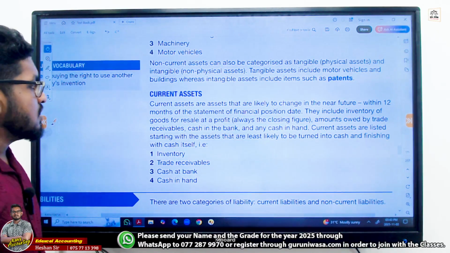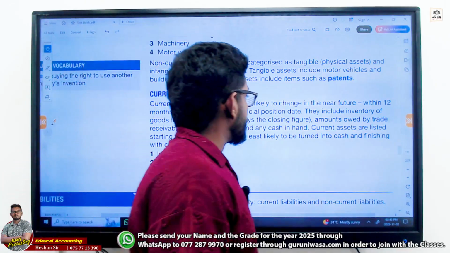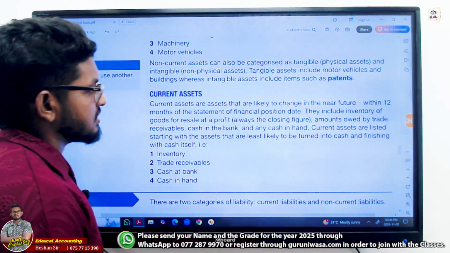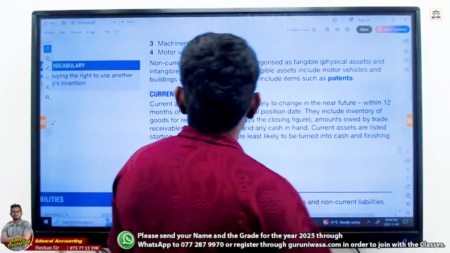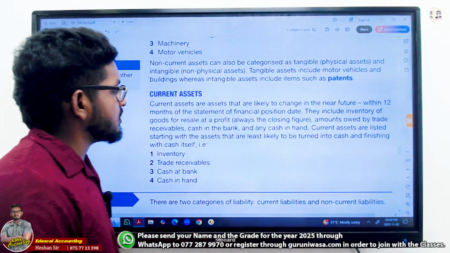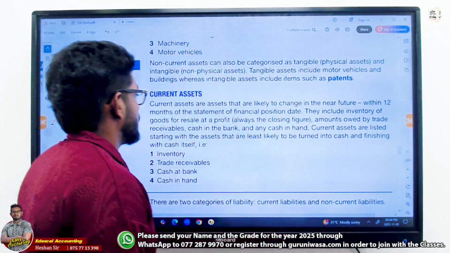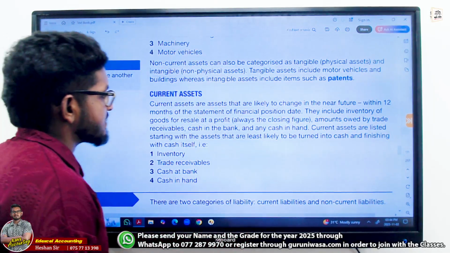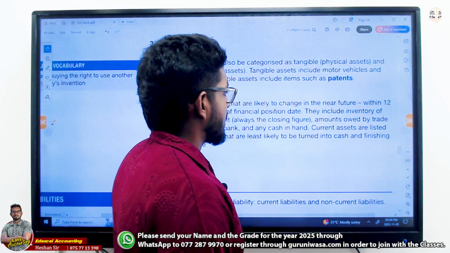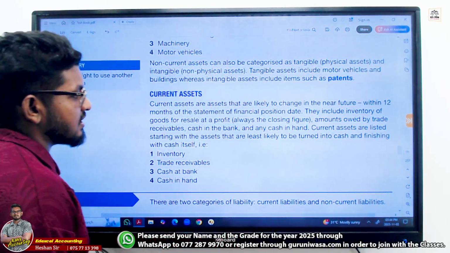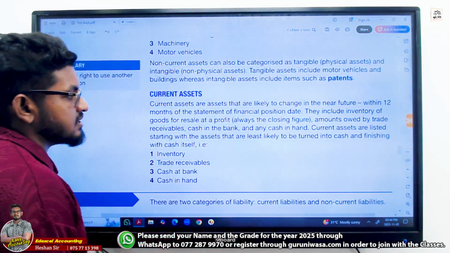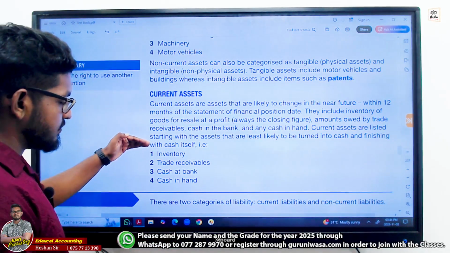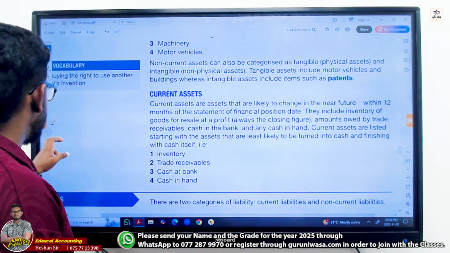Current assets. Current assets are assets that are likely to change in the near future, within 12 months of the statement of financial position date. They include inventory of goods for resale at a profit, with always a closing figure, amounts owed by trade receivables, cash in the bank and cash in hand. Current assets are listed starting with the assets that are least likely to be turned into cash and finishing with cash. First, we write the inventory, trade receivables, cash at bank, then cash in hand.